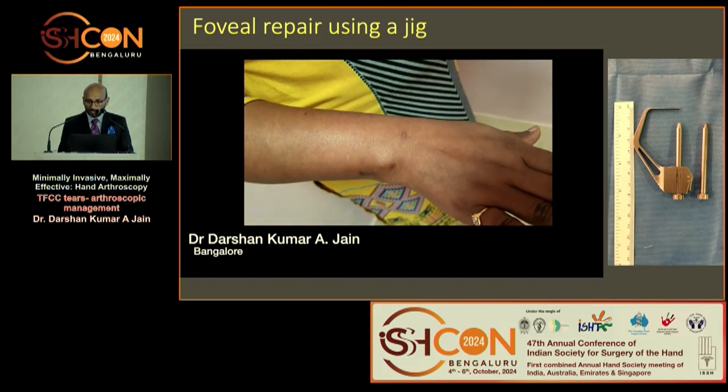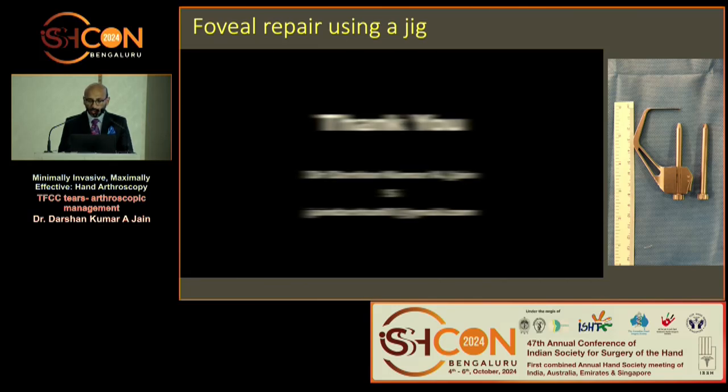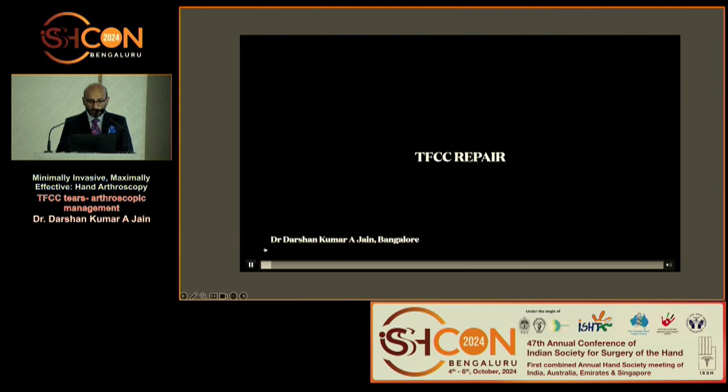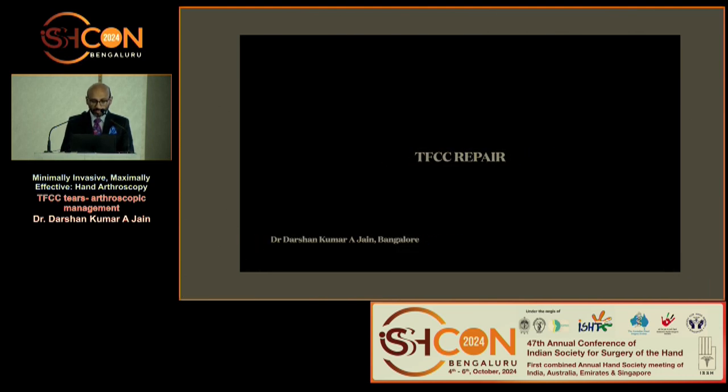So this is what a jig is, which can be either a single tunnel or a double tunnel. There are other variants like central tear. Sometimes they may be amenable to repair.